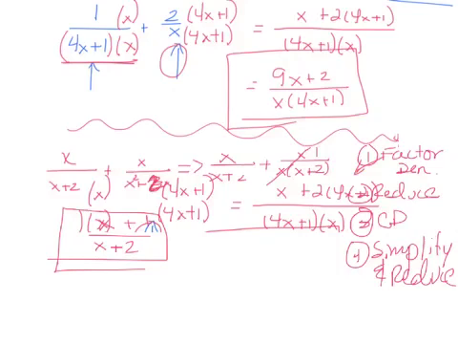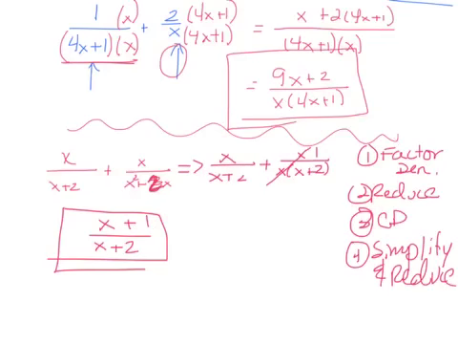The x's, yes, they both have an x. However, because all parts of both binomials do not have an x, you cannot reduce away an x. And you can't just write it as x over x plus 1 over 2. That's not allowed. That's against the rules of math. So this would be your answer.